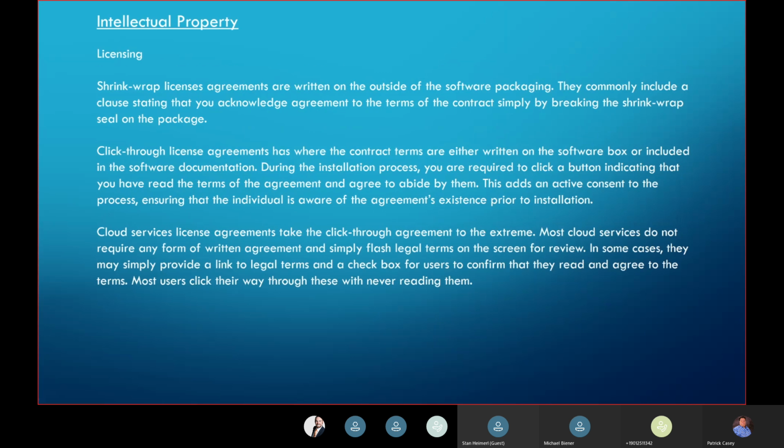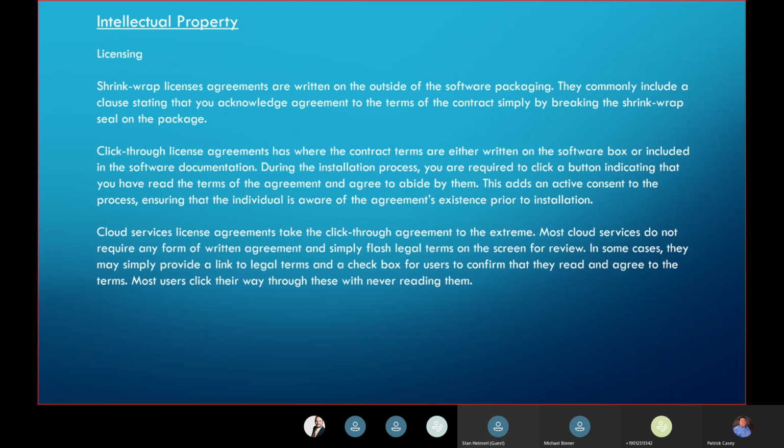All right, licensing. Shrink wrap license agreements are written on the outside of software packaging. They commonly include a clause stating that you acknowledge agreement to the terms of the contract simply by breaking the shrink wrap seal on the package. You might think about this in the old days of CDs or DVDs, right? They used to have that thing at the top of the CD that had the license built into it.